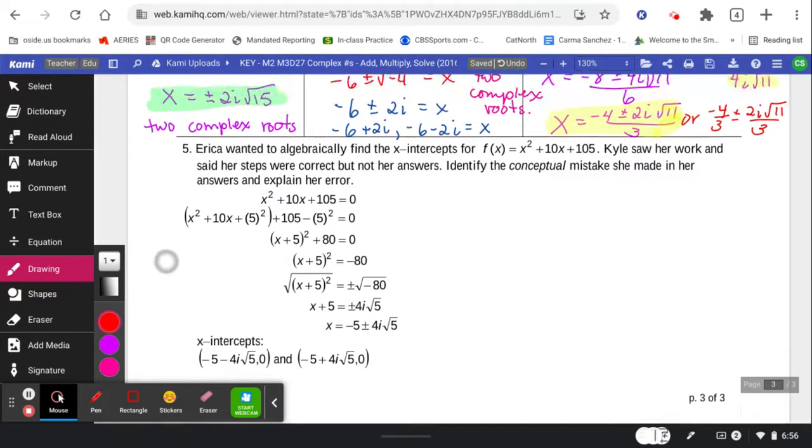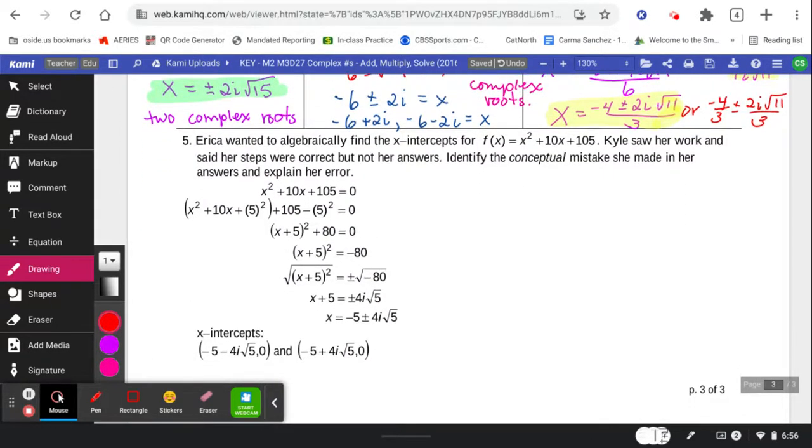All right, last one, number 5. Erica wants to algebraically find the x-intercepts for this function. Kyle saw her work and said that the steps were correct but not her answers. Identify the conceptual mistakes she made in her answer and explain. So check this out. Step 1, make space. Step 2, add and subtract. Step 3, factors and simplification.